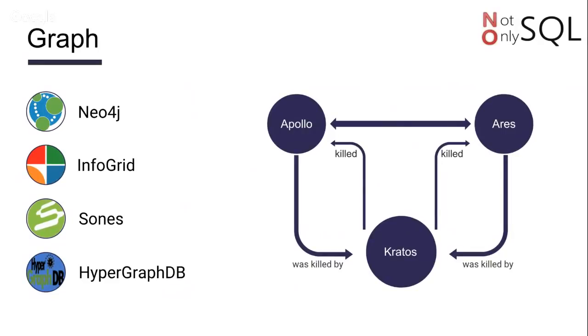And we have also the graph. The graph keeps the relationship between the vertices. As you can see here, we have Apollo, Ares, and Kratos, and we keep the relationship between these guys here. What's the difference between this technology and SQL technology? It's because I put the direction here. For example, I can say Kratos killed Apollo. And I can say again, Apollo was killed by Kratos. So I have direction in my relationship here.